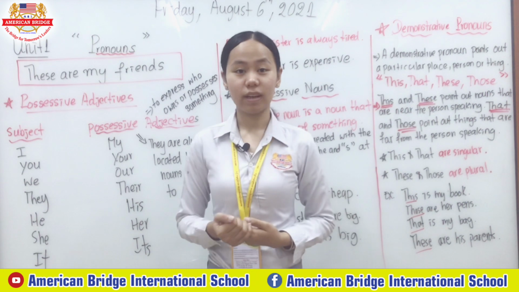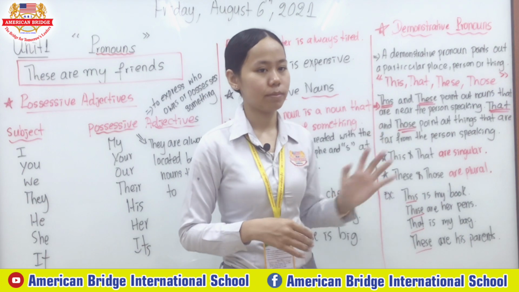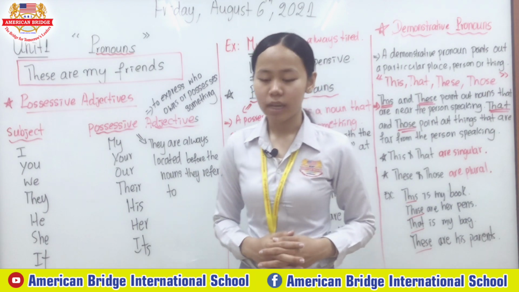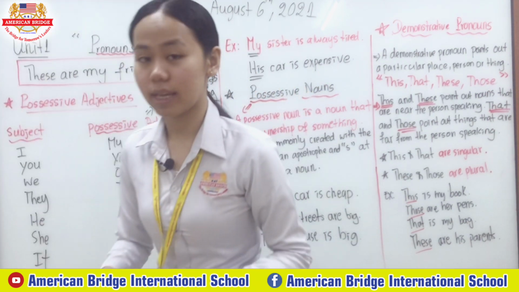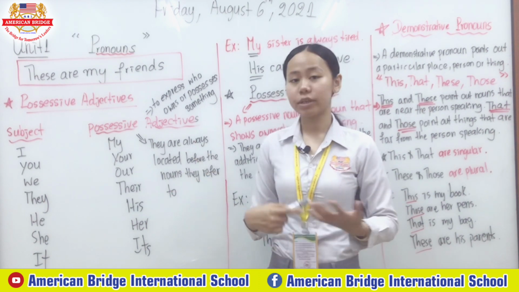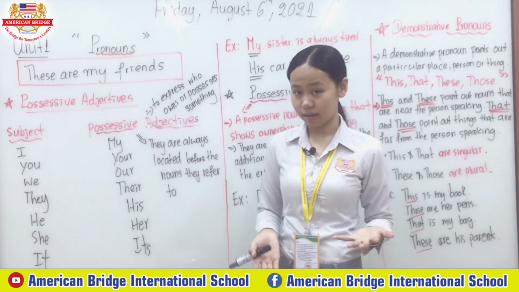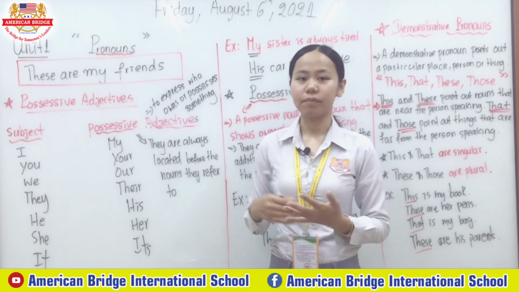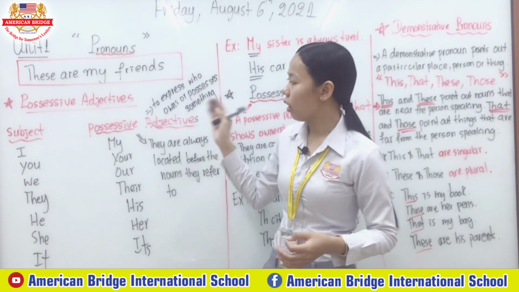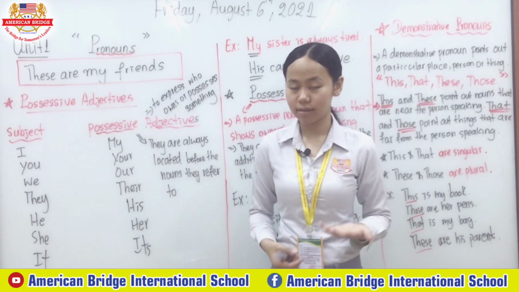So today, like I mentioned earlier, we are going to have a look at possessive adjectives, possessive nouns, as well as demonstrative pronouns. Okay everyone, first of all we start with possessive adjectives. Do you know what a possessive adjective is, everyone, and why do we use it? We use possessive adjectives in order to describe who owns or possesses something, like something that belongs to you, right? So again, for possessive adjectives, we use them to express that someone owns or possesses something.